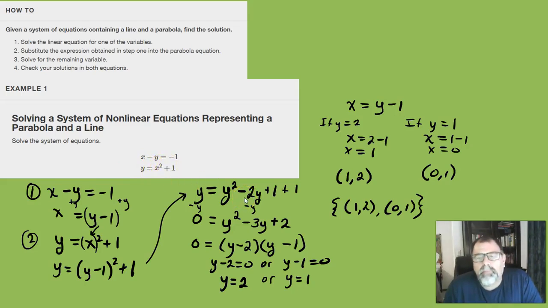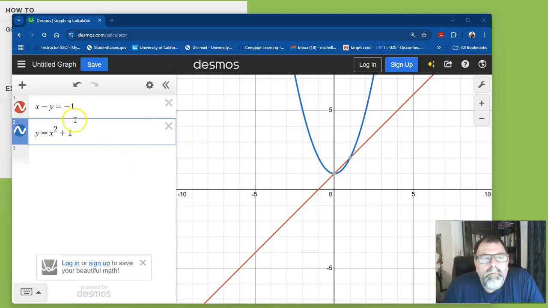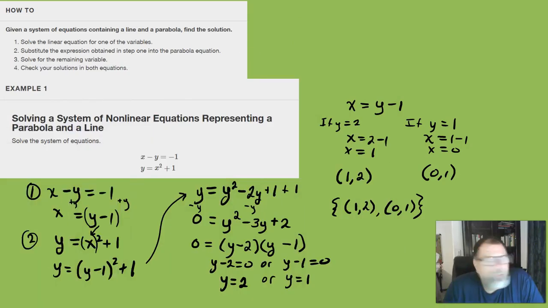Okay, so you can check it algebraically, just plug it in, make sure it works for both equations. Or, let's type it in Desmos. Okay, so we put in both equations and you can see that they intersect at the 2 spots we found, 0, 1 and 1, 2. So we get the same solutions.